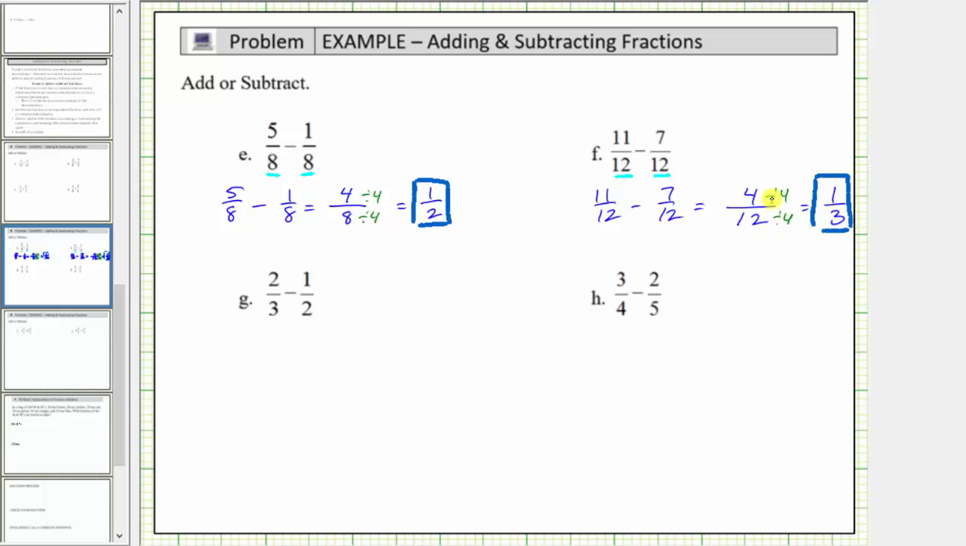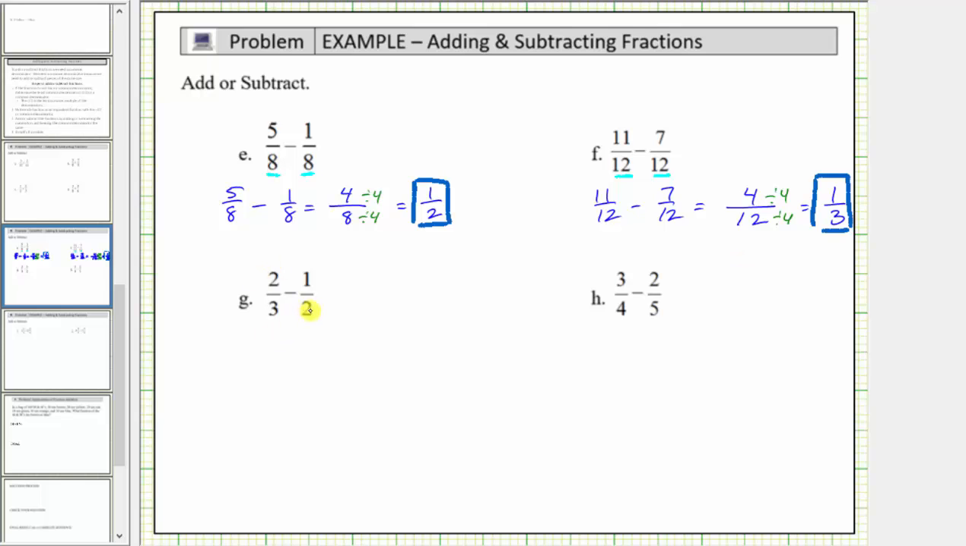Another way to show the simplification of 4/12 is to write the prime factorization of 4, which is 2 times 2, over the prime factorization of 12, which is 2 times 2 times 3. Simplifying, 2 divided by 2 is equal to 1 here as well as here, giving us a simplified fraction of 1/3.